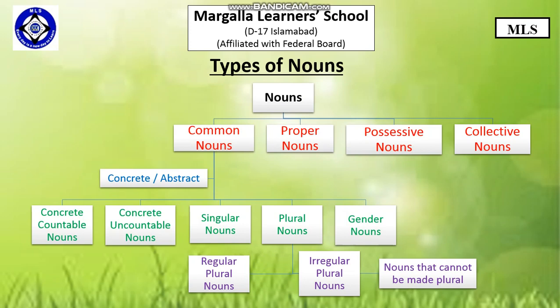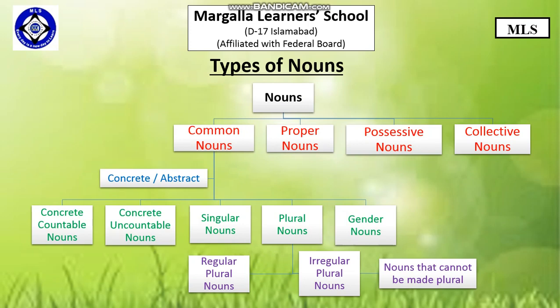So, in today's topic, first we will discuss common nouns and then concrete and abstract nouns, concrete countable nouns, concrete uncountable nouns, singular nouns, plural nouns, gender nouns. Plural nouns are further divided into three types: regular plural nouns, irregular plural nouns, and nouns that cannot be made plural. Then we will discuss proper nouns, possessive nouns, and collective nouns.